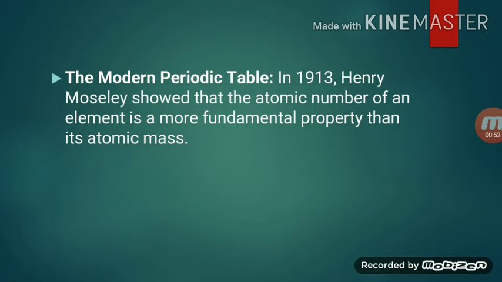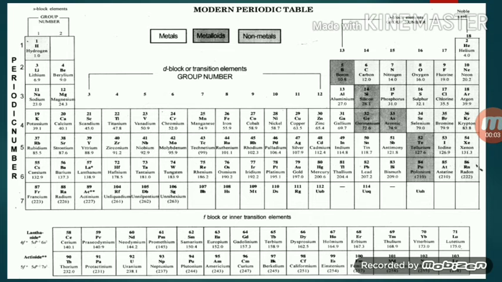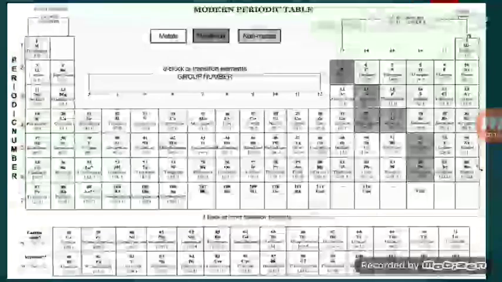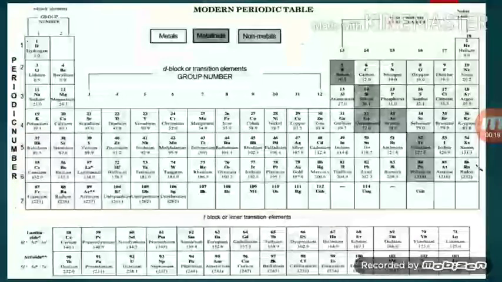So the modern periodic table is based on the atomic number instead of the atomic mass of an element, right? This is your modern periodic table. Okay? Henry Moseley arranged all these elements in this periodic table, and it is based only on their atomic numbers, right? So in this table there are 7 periods and 18 groups.